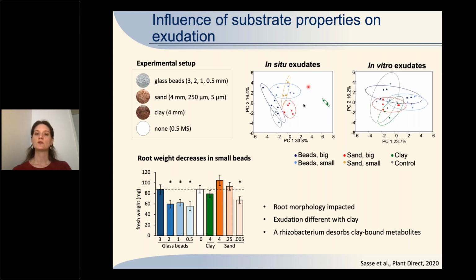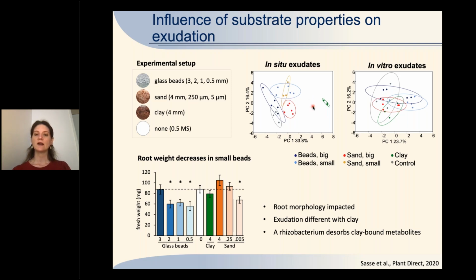Then coming to the exudation profile, we actually saw pretty similar exudation in the different environments. Here we have the hydroponic controls, and we have the differently sized glass beads. We have differently sized sand. We see some differences between the environments, but the most striking difference here is the plants growing in clay.